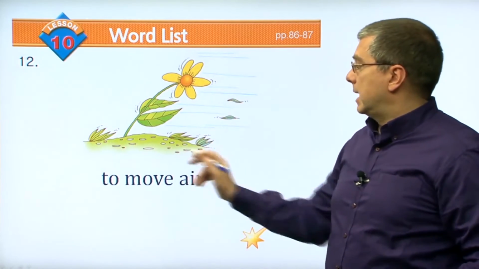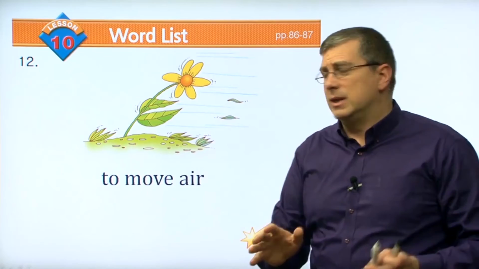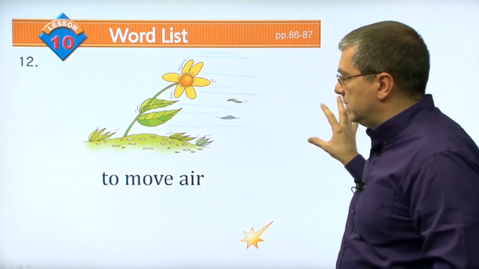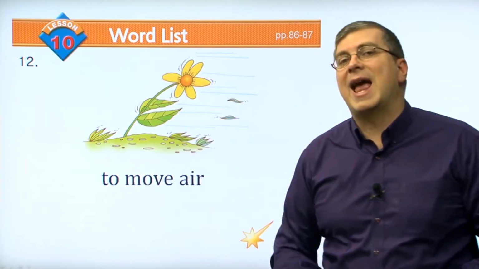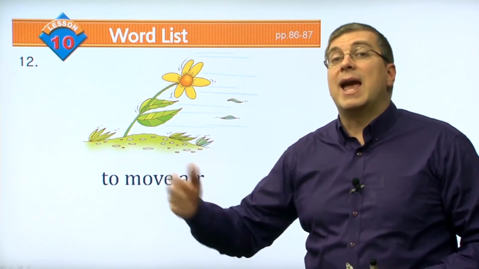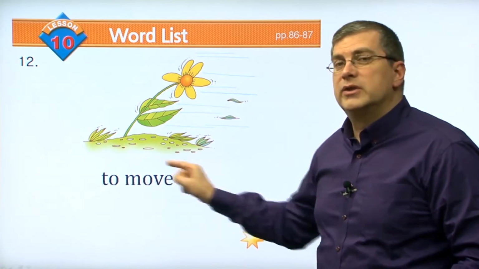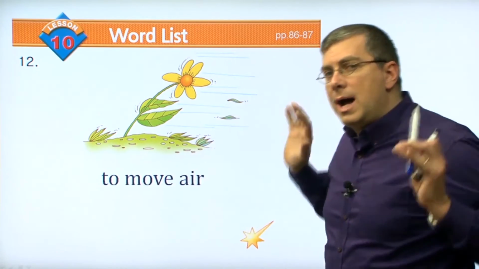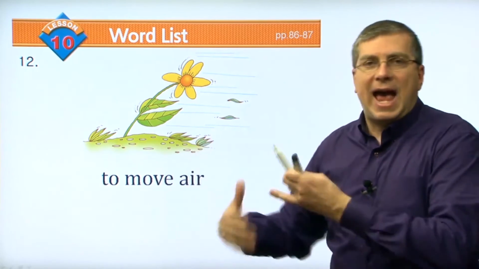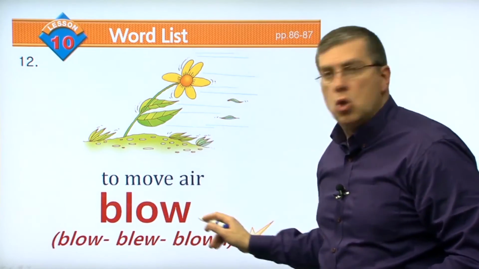The next word, to move air. Now we talked about windy, right? This picture looks like it's windy, but windy is an adjective. It is windy outside. That's an adjective, but we're looking for a verb here, to move air. Why is it windy? What is the action? What's happening? Well, we're looking for the verb blow.